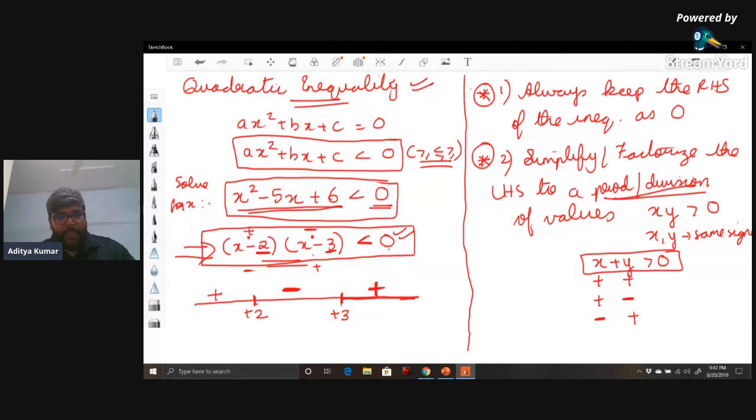You see what I'm doing? I'm placing the roots on the number line. I'm starting with the extreme rightmost region. I'm keeping the sign of that as positive. And then I'm moving from right to left, alternating between the signs in each of those regions.